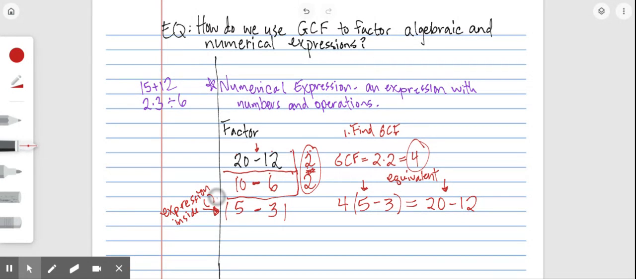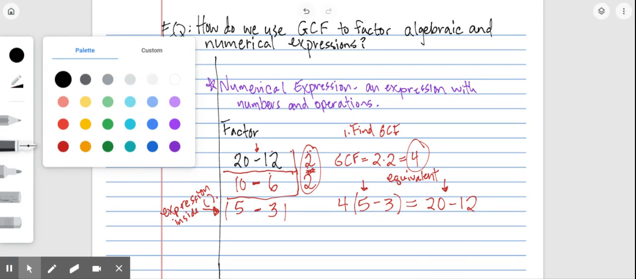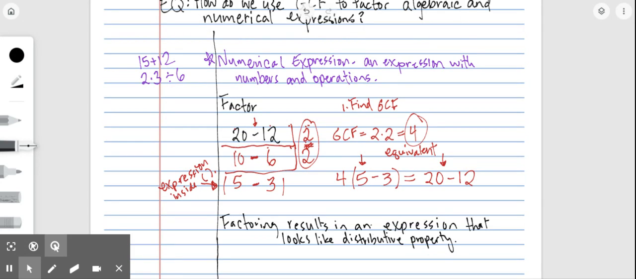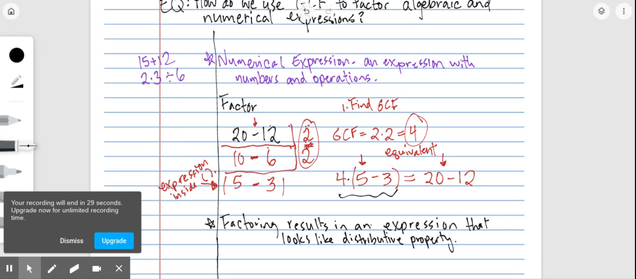Okay. When we factor, we make it look like a distributive property problem. So factoring results in an expression that looks like distributive property. And you're going to notice that because, hey, this looks a lot like distributive property. You got a number on the outside of parentheses. There's a little hidden multiplication sign. You've got two numbers inside the parentheses that are either added or subtracted or something else in between. Okay, so when you factor, you're just making something look like distributive property.